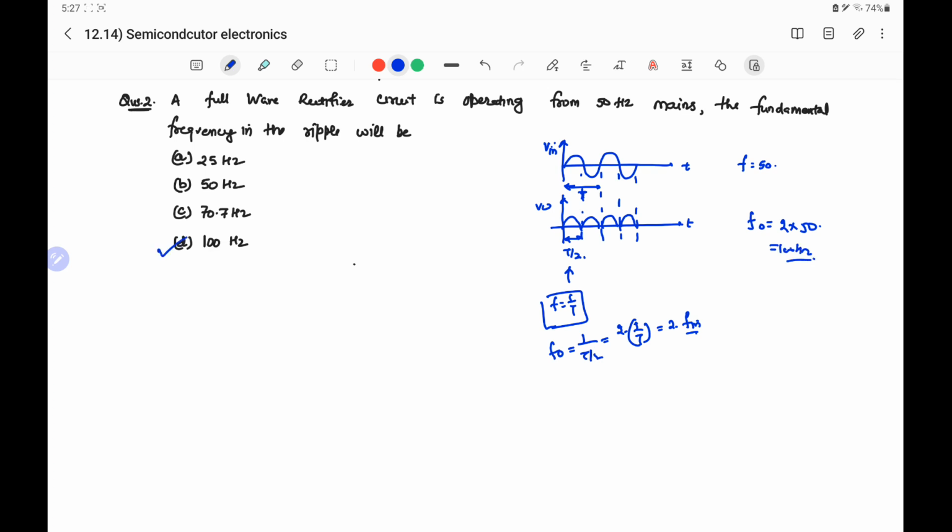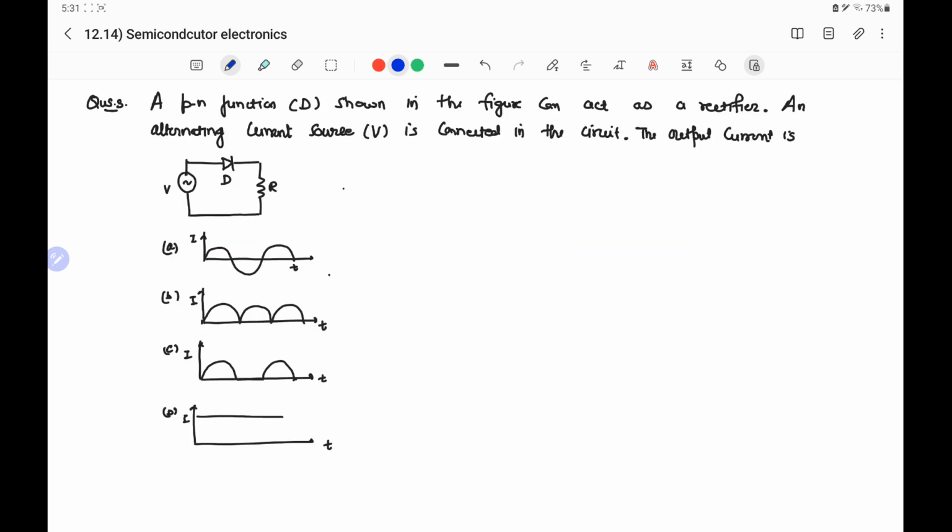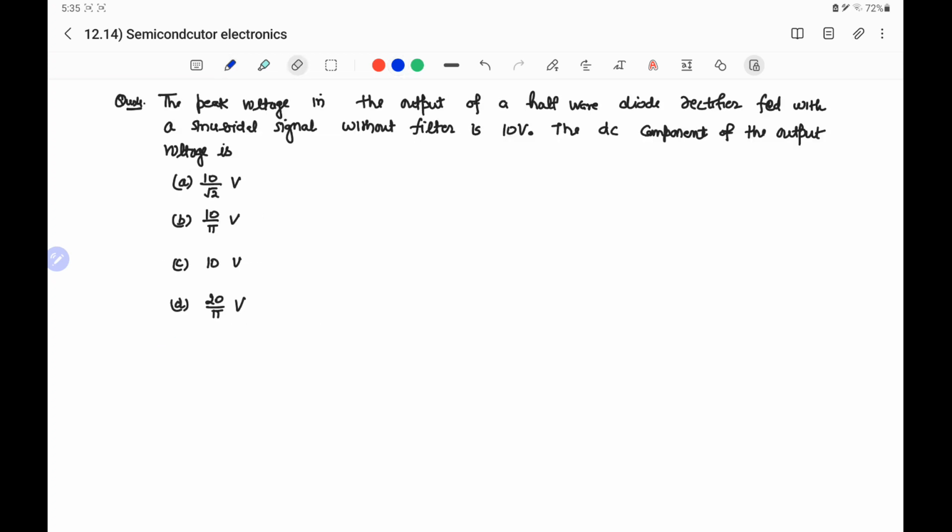Third question is, a PN junction diode shown in the figure can act as a rectifier. An alternating current source V is connected in the circuit. The output current is, and there are four options. If we see the diagram, this is the half wave rectifier. And in a half wave rectifier, we know that the diode conducts for one half of the cycle when the terminal A is positive, and it does not conduct for the next half cycle. So we can see easily that option C is the correct option.